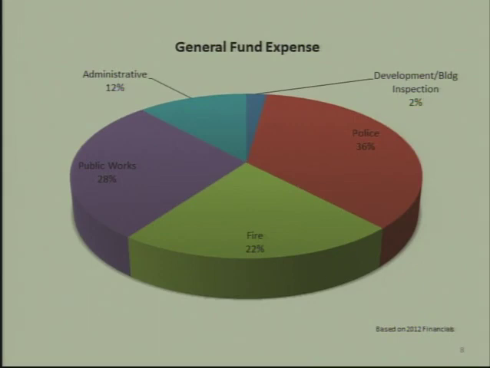Taxes are roughly $15.6 million. And again, this is based on 2012 numbers, just to put some numbers to these percentages. Intergovernmental is 14,400,000. Licenses and permits are about 900,000. Fines and forfeitures, roughly 300. Public charges for services are about 2.1. And there's about $500,000 of miscellaneous.